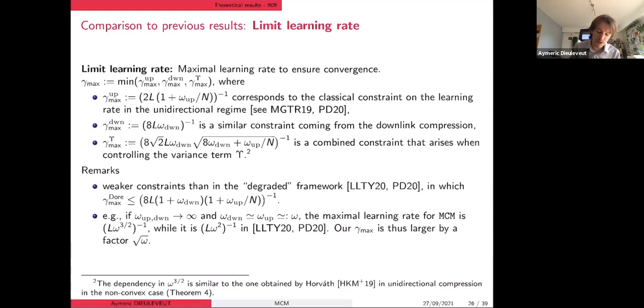And we recover that we are bounded with respect to three quantities, one which corresponds to only uplink compression, one which corresponds to only downlink compression, and is meant to avoid this amplification of the noise that I mentioned before. And the third one, which is kind of a combination, and this one is not completely free. This one is a bit not perfect, and it could be an interesting direction to try to remove this dependency on this product between omega down and the square root of the sum of the two omegas. It's still better than what we get for any of the degraded frameworks.